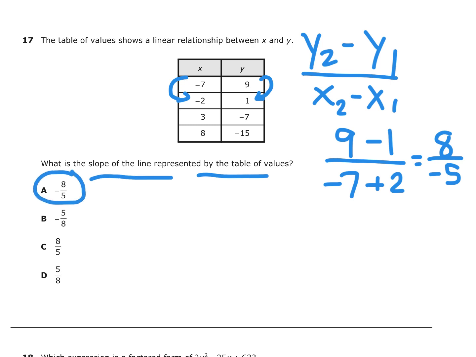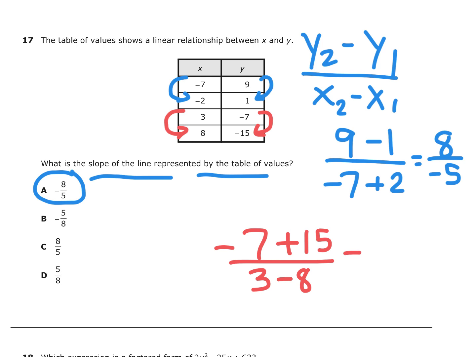And can you check this a different way? Yes, you can do it a different way, so we'll go ahead and show you another way. We could take this one minus this one: negative 7 minus a minus 15. That would be plus 15. And then we would take 3 minus 8 for the denominator, the difference in the x's. And so you're going to have 15 minus 7, that's 8 over negative 5. Still negative 8 over 5.